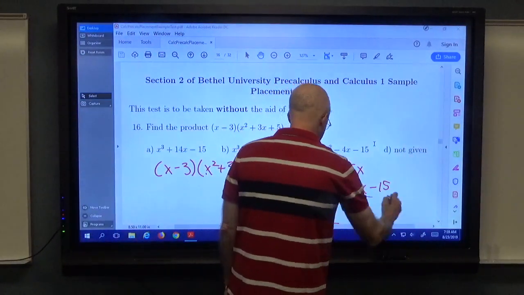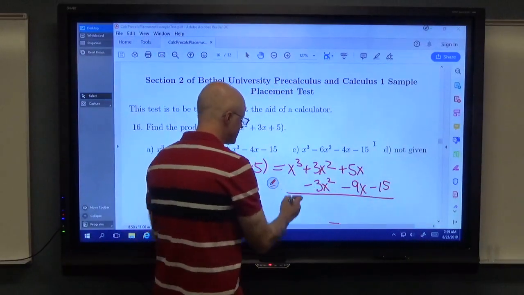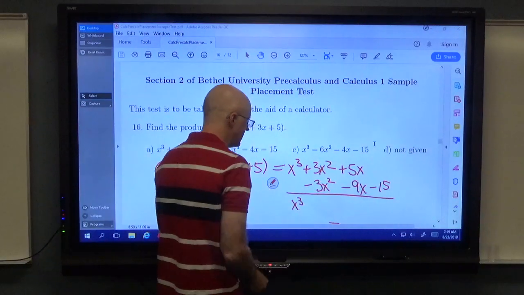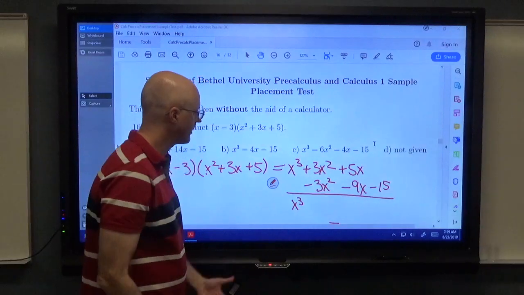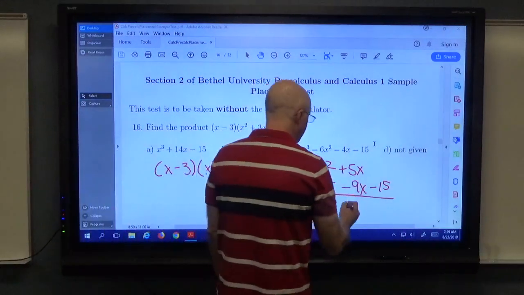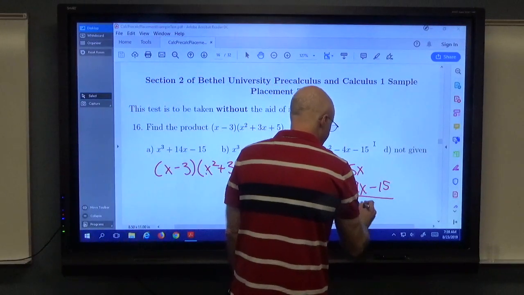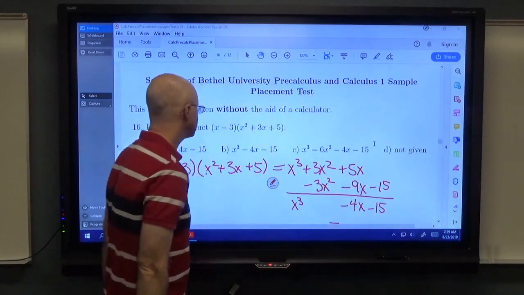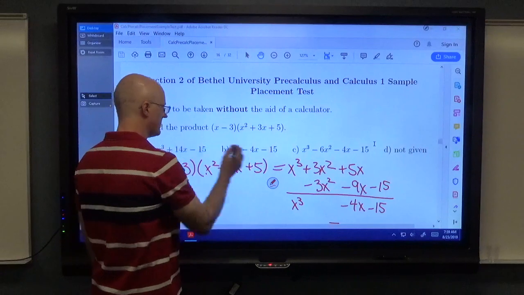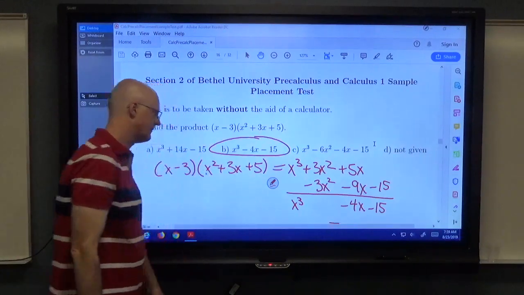Now add these, which means here you're going to subtract. x cubed plus 0, so to speak, is just x cubed. 3x squared minus 3x squared is 0x squared, or just a 0. 5x minus 9x is minus 4x, and then 0 minus 15 is minus 15. Then you put those together and see that the answer is choice B, right there.